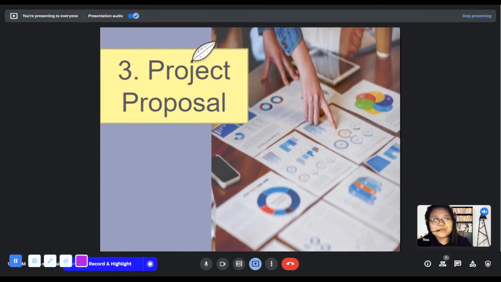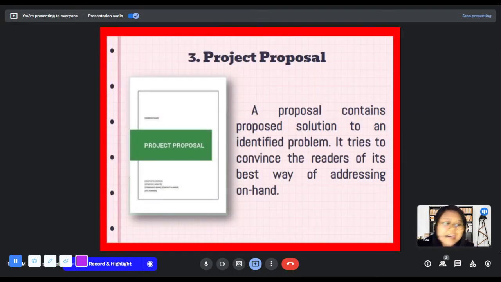Now, let's proceed with project proposals. Project proposals are documents, just like book review and article critique. It's just that a project proposal is a lot different in its form. A proposal contains a proposed solution to an identified problem. So your first task to create a project proposal is to find first if there is an existing problem. And in your project proposal, you will be delivering the solution for that.